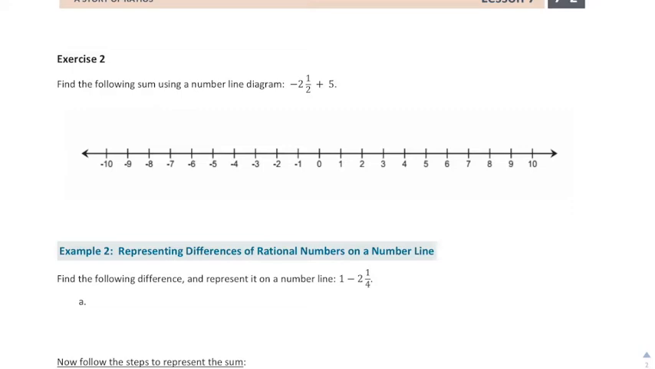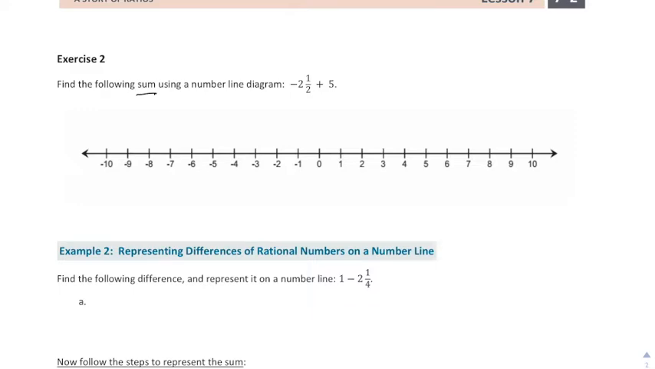We're now on page 44, exercise 2, which asks us to find the following sum using a number line diagram. A sum, remember, is the answer to an addition problem. It is what we get when we add two things together. So it's asking us to add negative 2.5 to 5 and show it on the number line.